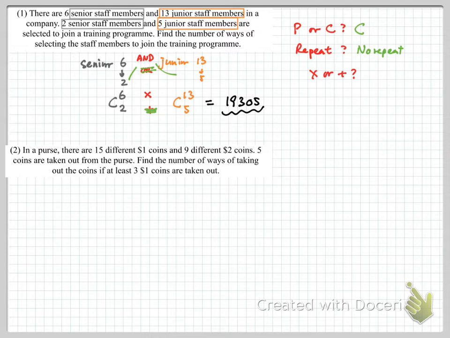Now we have question 2. There are 15 different $1 coins and 9 different $2 coins. So imagine you have 15 A coins and 9 B coins. Now you choose 5 of them. Find the number of ways you can choose at least 3 $1 coins. So now, at least 3 $1 coins, we try to expand the meaning of this.